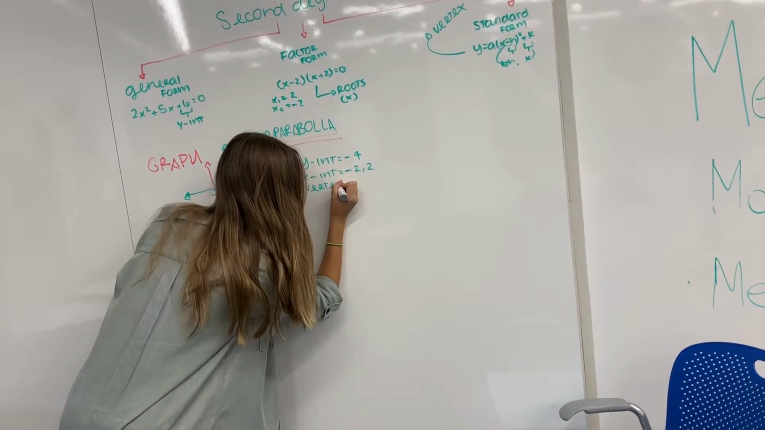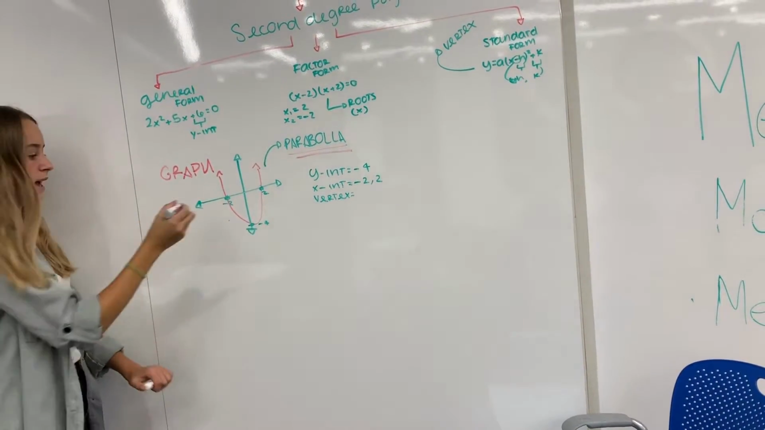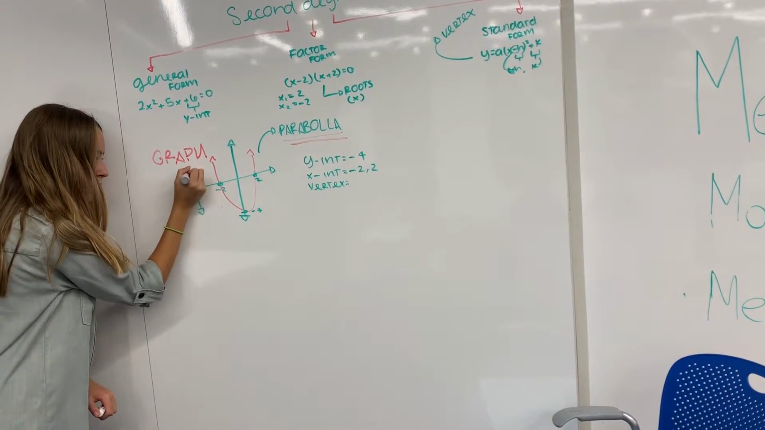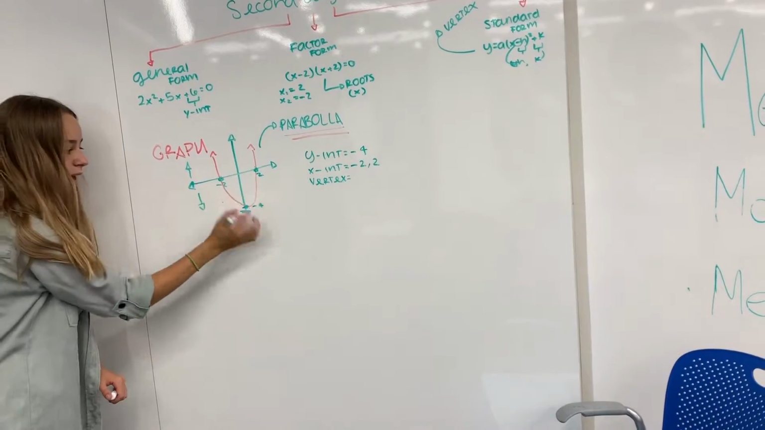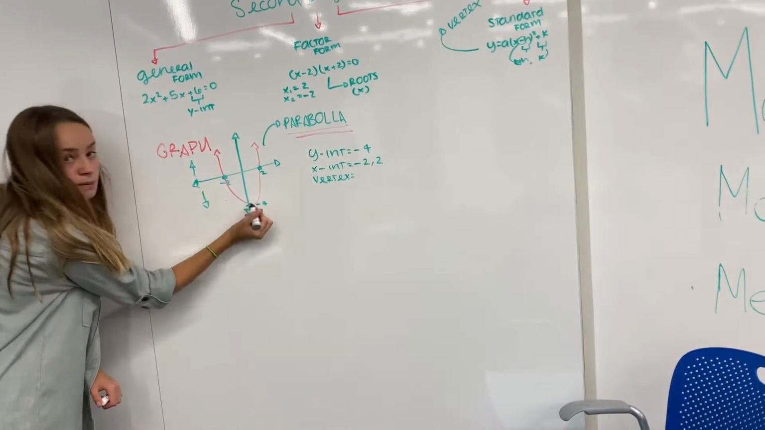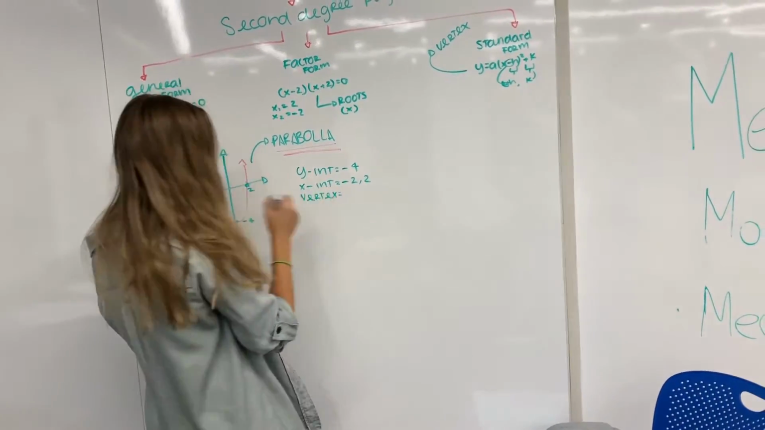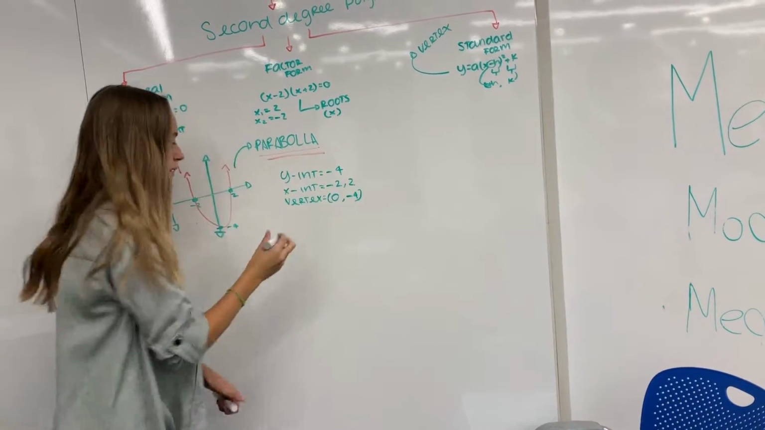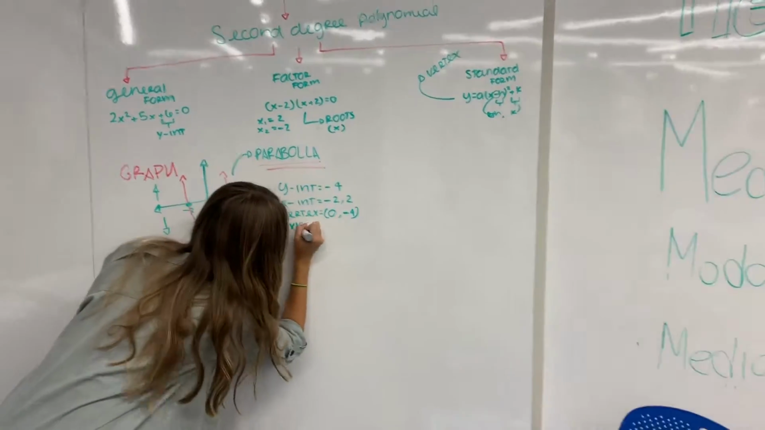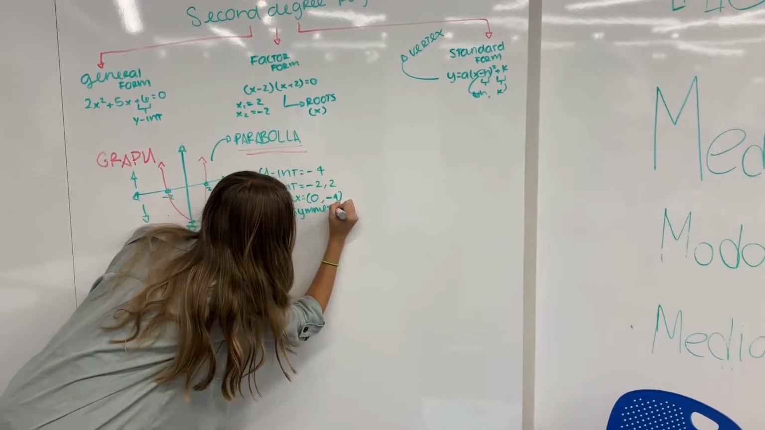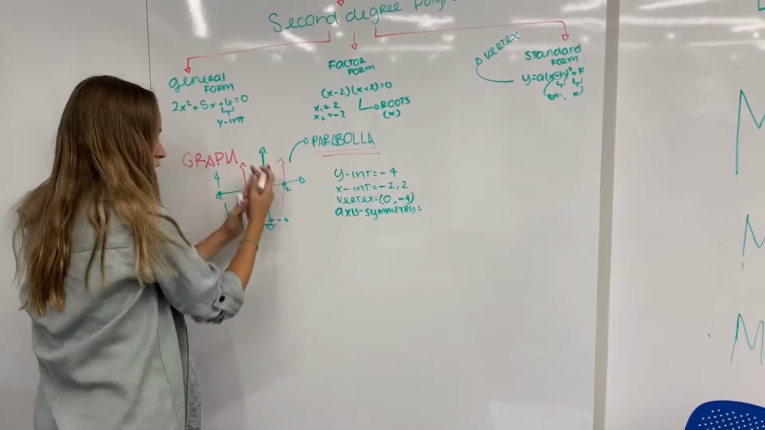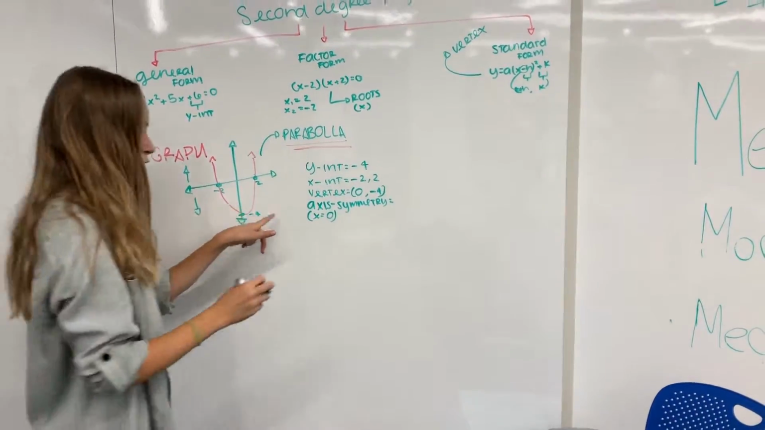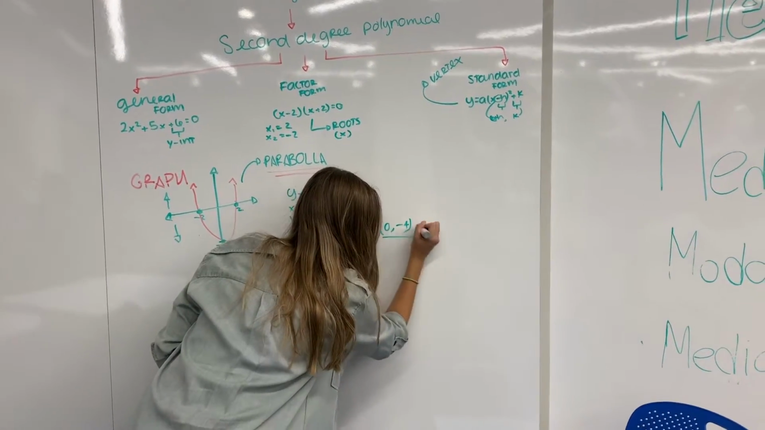Another definition is the vertex, which is the minimum or maximum point depending on the direction of the parabola. In this case, it opens upwards, so it's the minimum point. It's a coordinate, so it's (0, -4). The axis of symmetry of a parabola is a vertical line that divides the parabola into two. In this case, it passes through the vertex (0, -4), and it's when x equals 0.